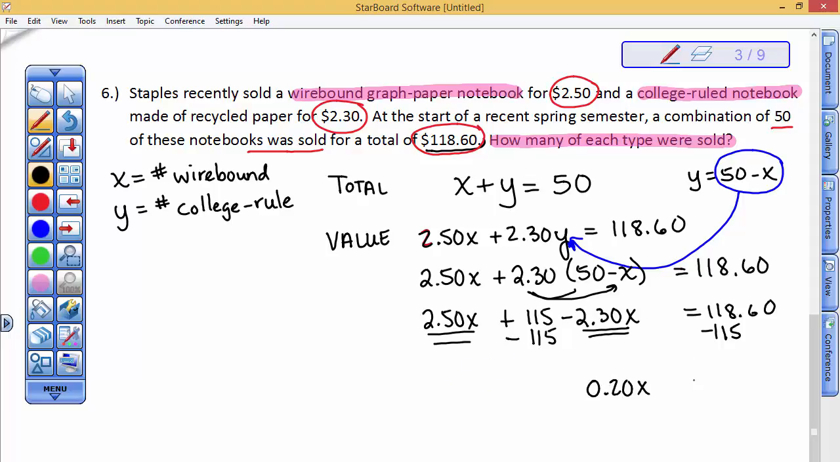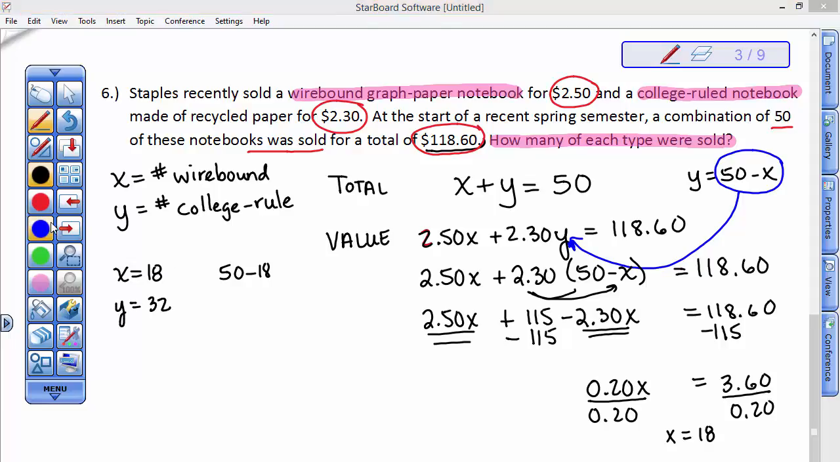And this subtraction is going to result in $3.60. And when you divide both sides by 20 cents, 0.20, you're going to get that X is equal to 18 wire-bound notebooks. So X is equal to 18. I'm going to come over here and say X is equal to 18. From there, I'm just going to take 50 minus 18 and find out that Y is equal to 32, because I need these two to add up to 50.